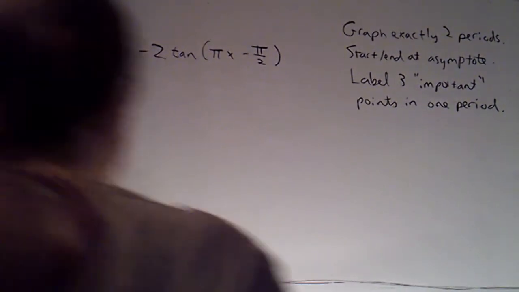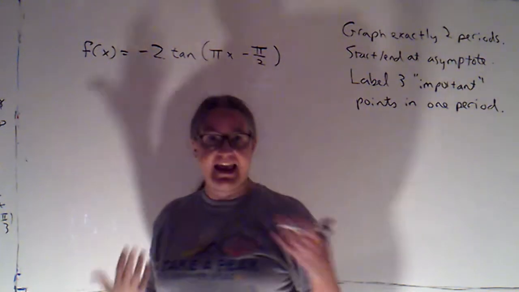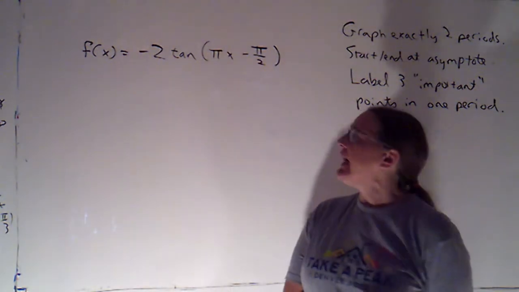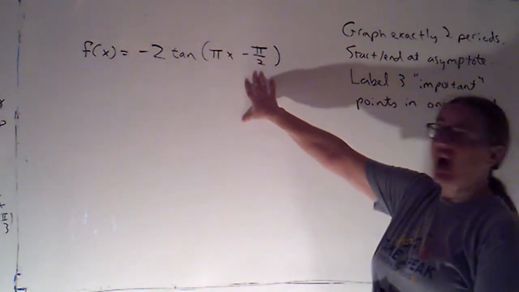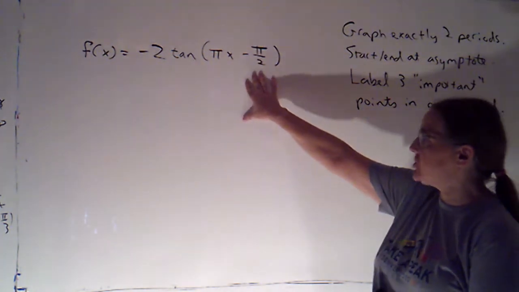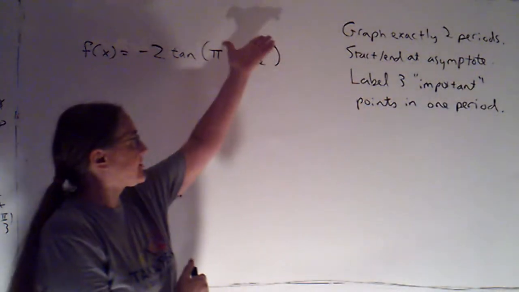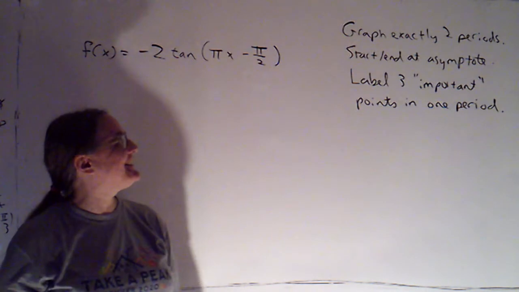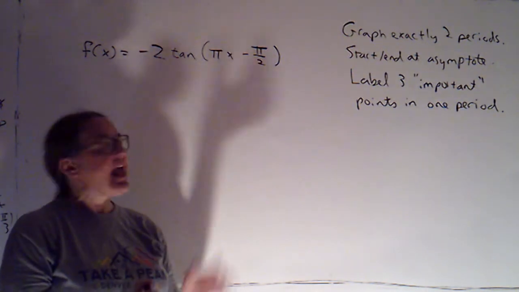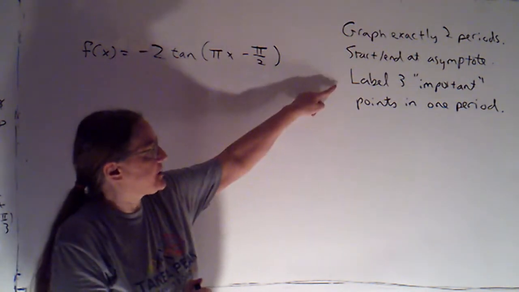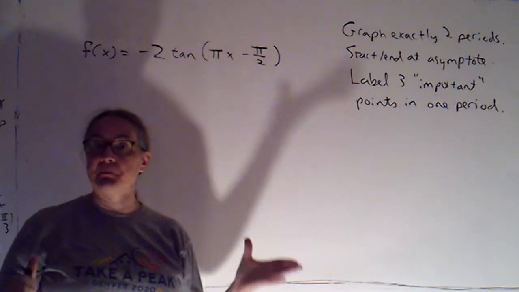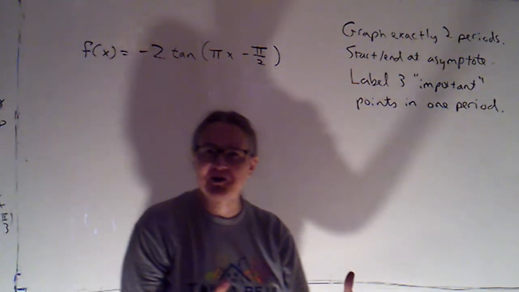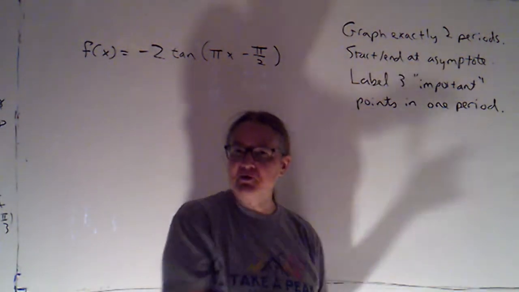In this video, we're going to start looking at transformations of tangent and cotangent. And so I've got a function up here on the board. Looks like it's a transformation of tangent. And here are our lovely directions. We're going to graph exactly 2 periods, starting and ending at an asymptote. And I'm asking that we label the 3 important points in just 1 period. Okay. I figure if you can do that in 1 period, you can probably do it in the 2nd period too.